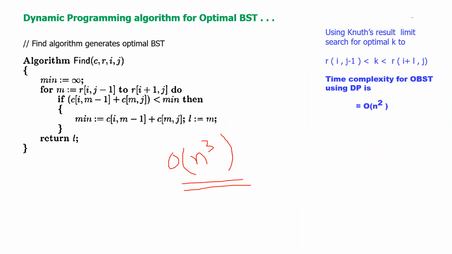Otherwise, if you are using Knuth's result to limit which k values you want to check, you'll not check the cost function for all the values of k. You'll select. Now that selection of which values you'll find the cost function for depends upon some technique which is called Knuth's result limit. If you're using that, then the time complexity is reduced to n square.